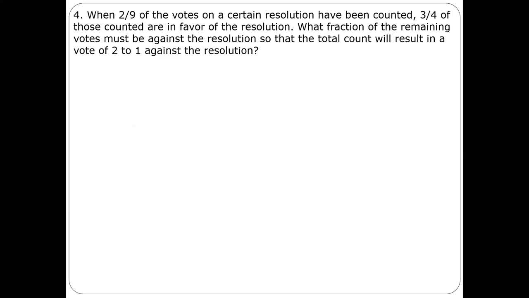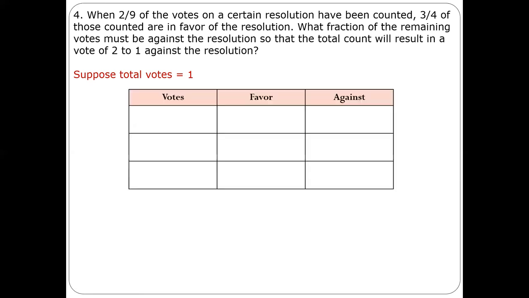So again, what will be the best approach, friends? To quickly draw a table, right? So let's quickly draw a table. Suppose total votes is 1. Now, when 2 by 9 of the votes have been counted.